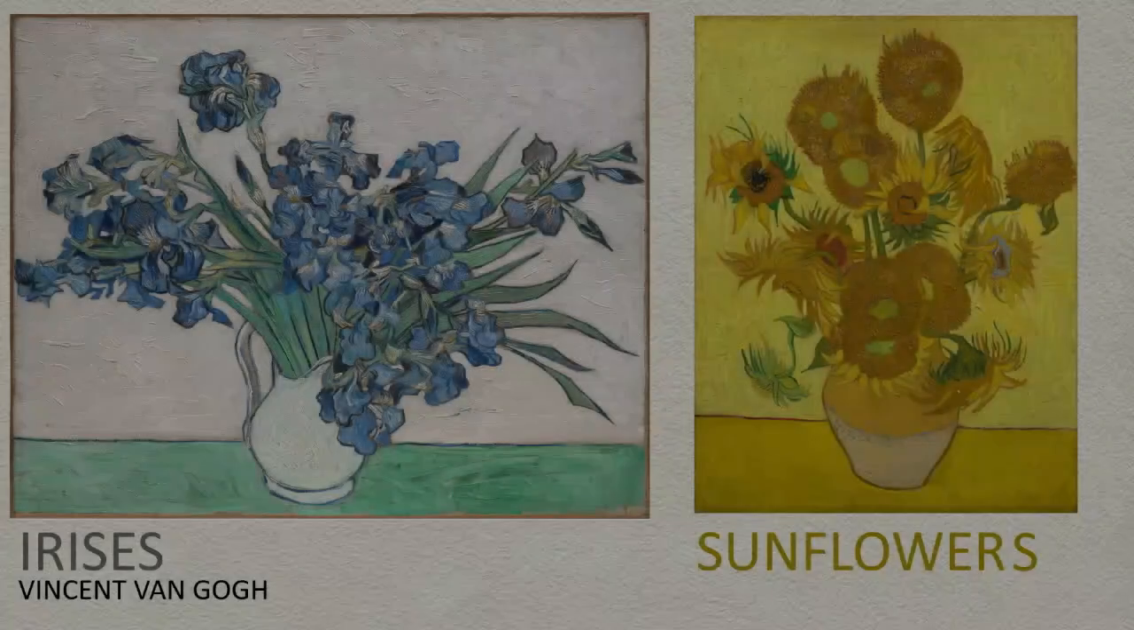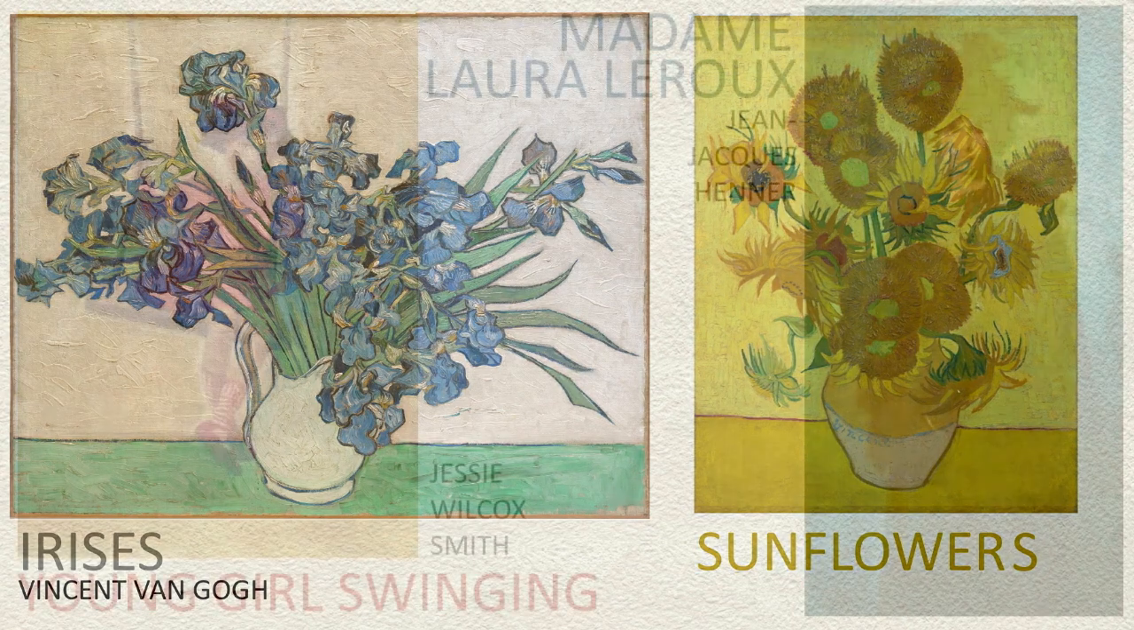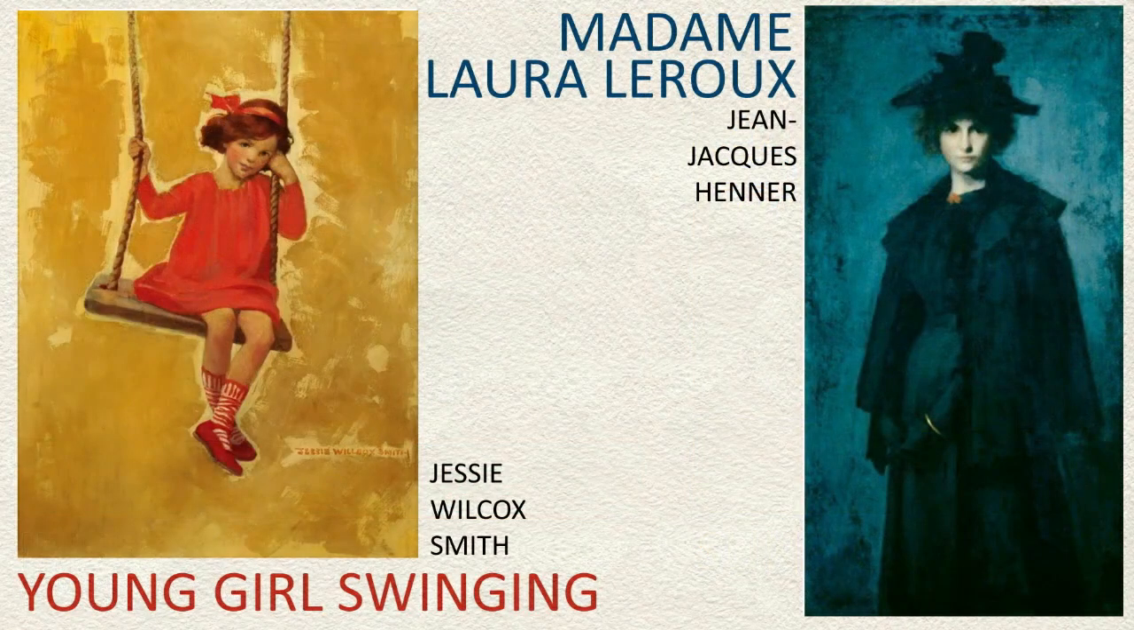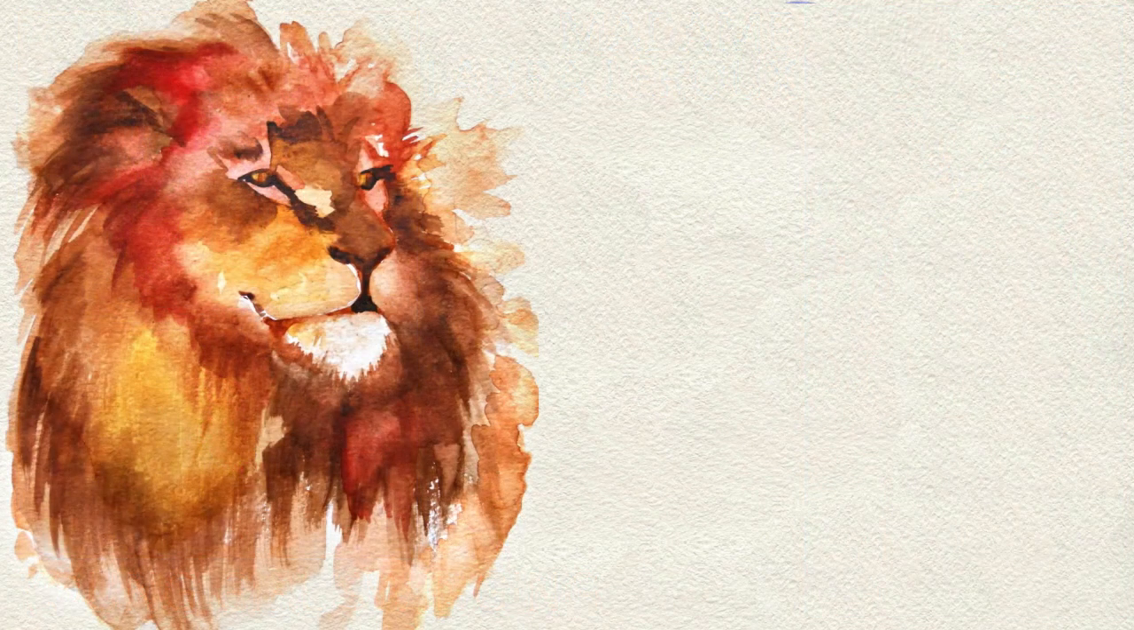Here are our two flower paintings by Van Gogh. Do you feel how each one has a different energy? The irises in blues and greens feel peaceful, elegant, languid. The yellow sunflowers seem full of movement and energy. Here we have two portraits. One gives us an instant feeling of warmth and cheerfulness, and the other gives us a feeling of coldness and mystery.